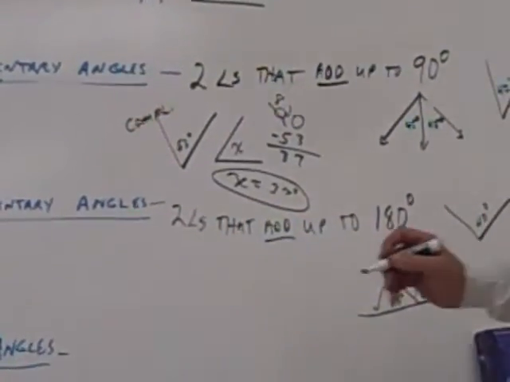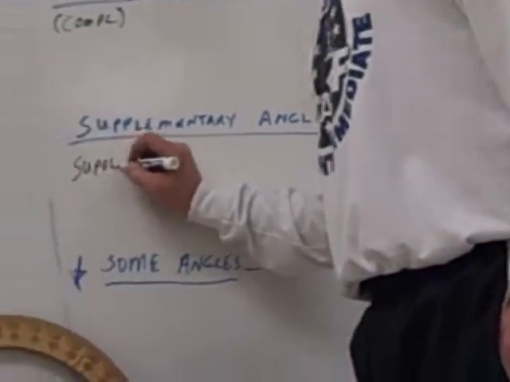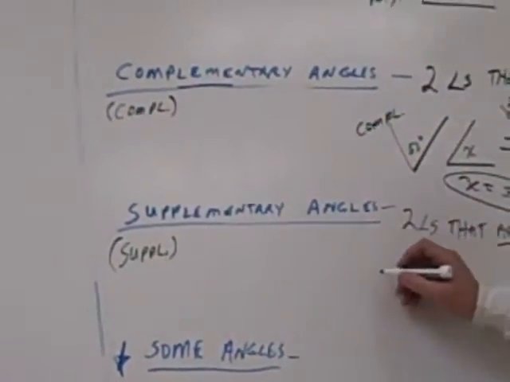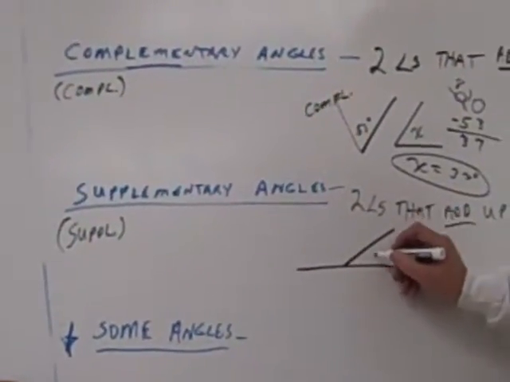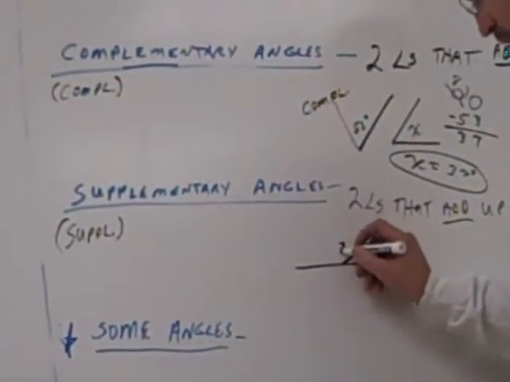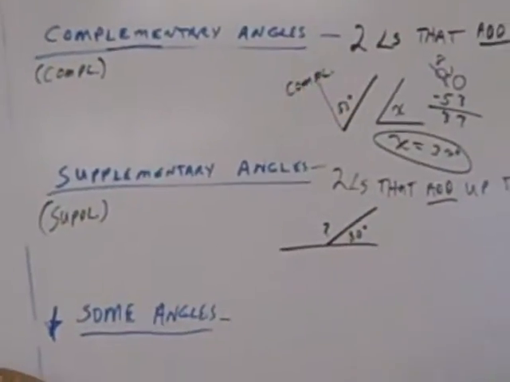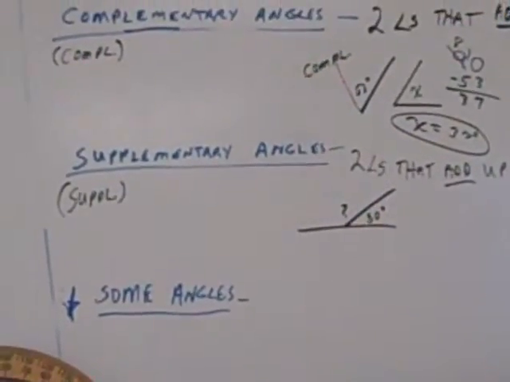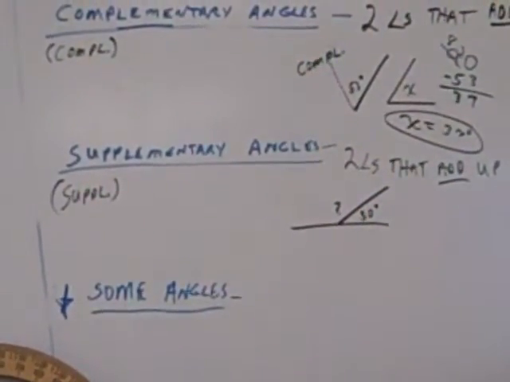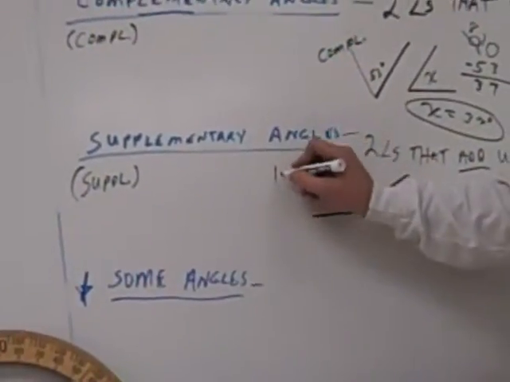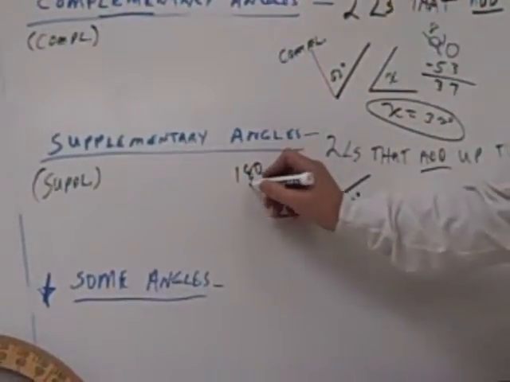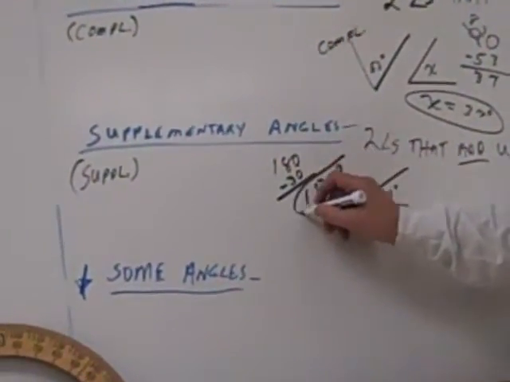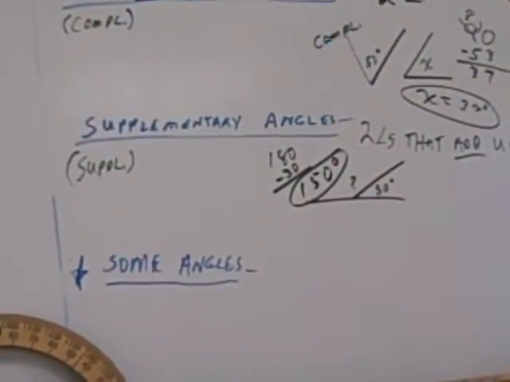Now, same question as a minute ago. If you want to abbreviate supplementary, okay. Again, if I do this and put a question mark or an X or a Y, I have one missing. Can you find the missing one? Yes, sir. How? Subtract from 180. If they're supplementary, I know they have to be 180. I've got 30 of it. What's left? 150.